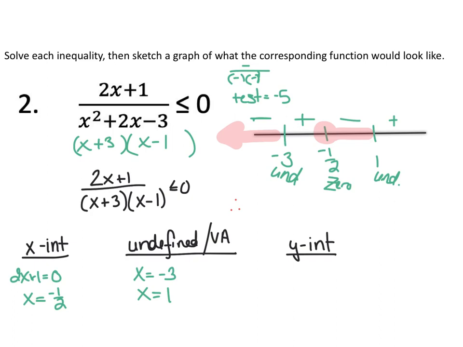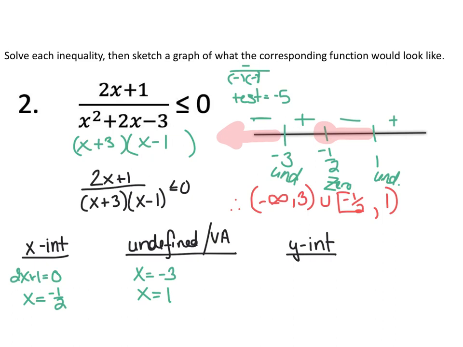So let's write this now as an inequality, or in interval notation rather. This would be from -infinity up to -3. It's undefined at -3. Union -1/2 would get a bracket because it's equal to, and up to +1, it's undefined.